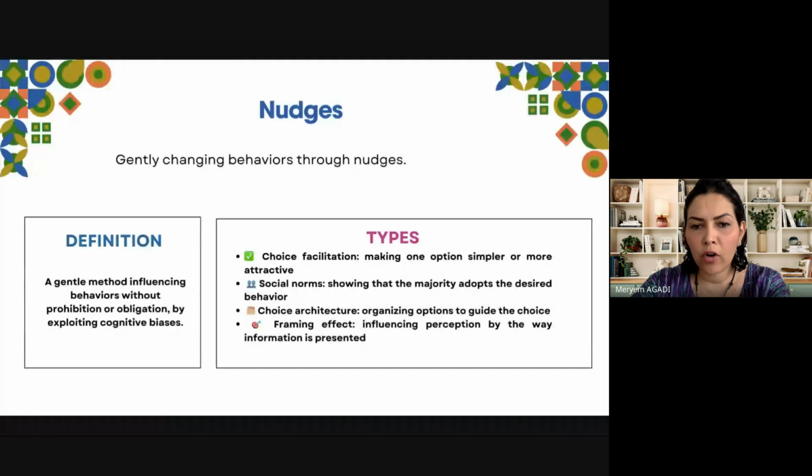The social norms: showing that the majority adopts the desired behavior also. We have also the choice architecture, organizing options to guide the choice. And last but not least, the framing effect, where it's very important how to influence the perception by the way information is presented. So here you have 4 types of nudges and how we can use the nudges method to influence behaviors without prohibition or obligation. Okay? We will see some examples.